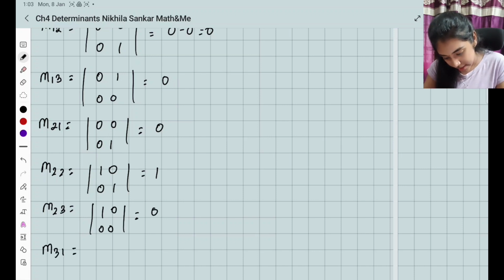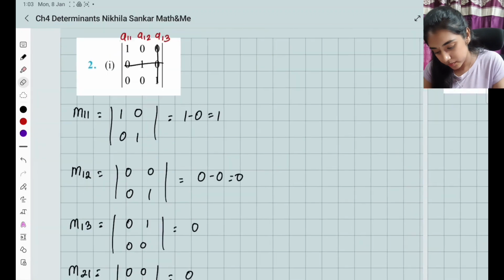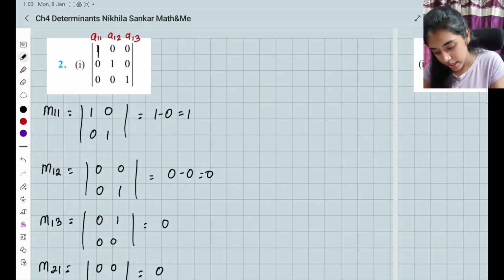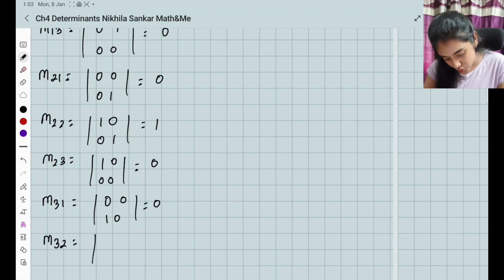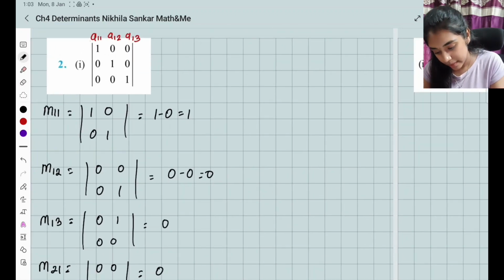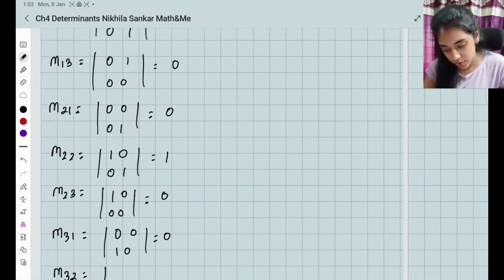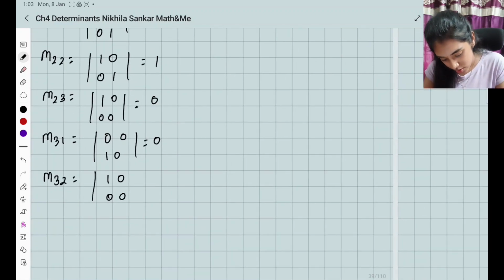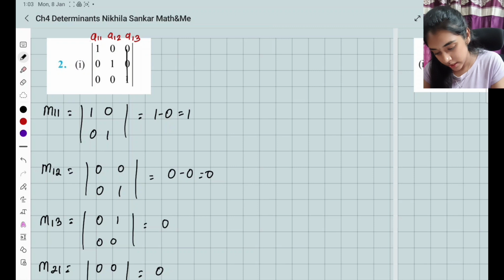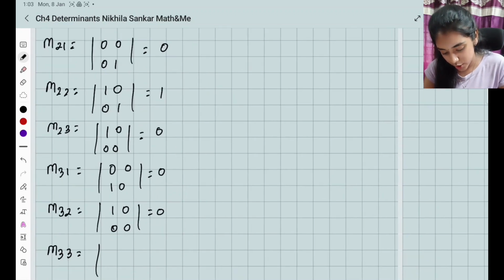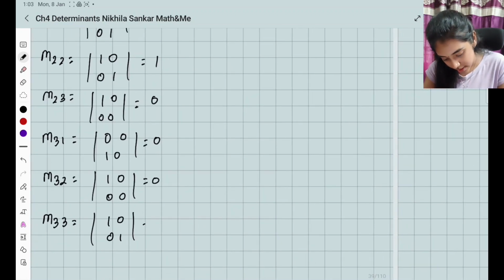Then how will M31 be? Do it along with me. M31 is first and the last, so 0 0 1 0 0 0 1 0, which is going to be 0. Then how will M32 be? M32 is last row and the second column, so 1 0 0 0 1 0 0 0, this is also 0. Then last element M33 is going to be last row, last column, so 1 0 0 1 1 0 0 1, so this is 1.